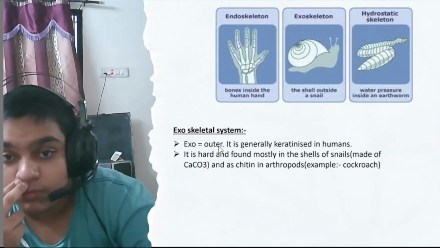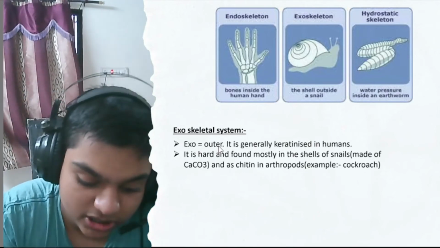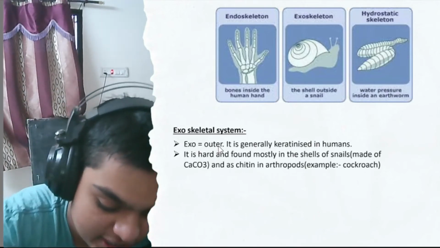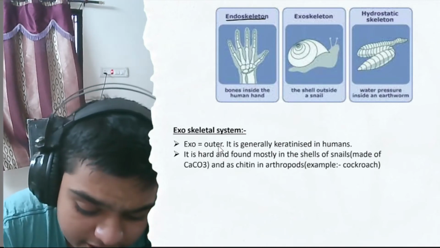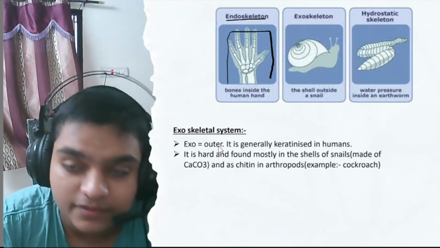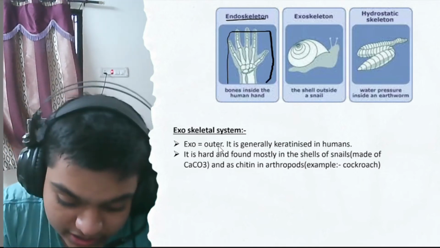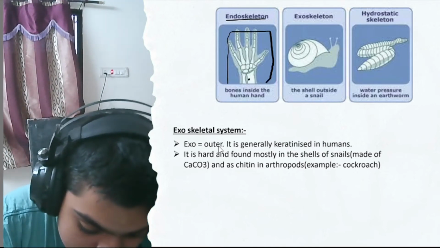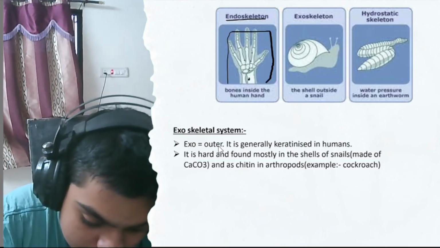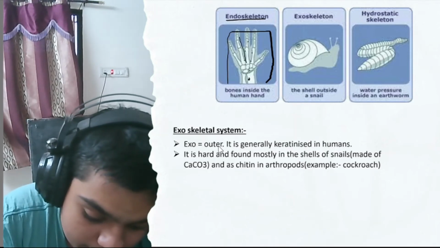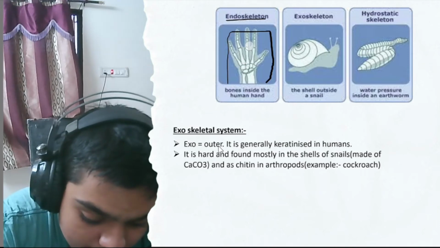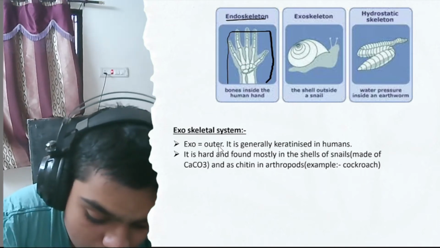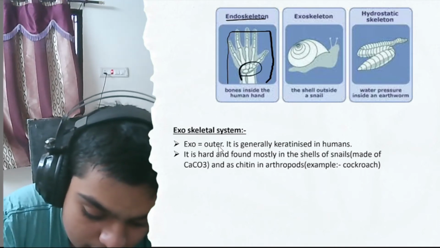Now let's move on to this picture. Observe this picture of the endoskeleton. Have you ever seen an X-ray? Then you will understand the endoskeleton. See, these bones inside the human hand are of various types. When we come to limbs, I will tell you. These are called carpals. These are called metacarpals. These are phalanges.